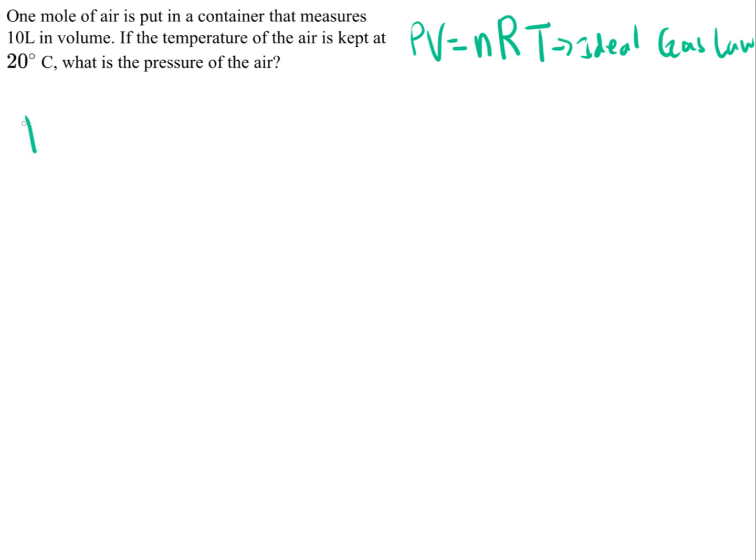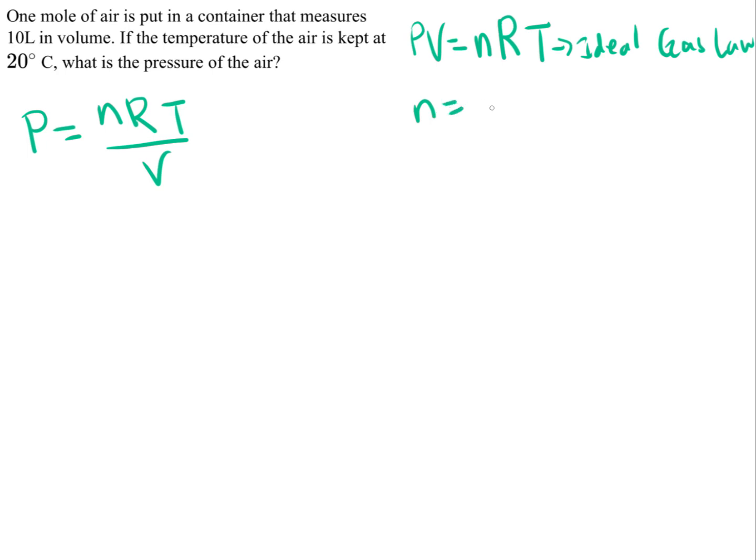So we can simply rearrange this equation to solve for pressure. So the pressure of the air is going to be the number of moles of the air times the gas constant times the temperature divided by the volume the air takes up. So I'm going to write down all of the stuff that we know.